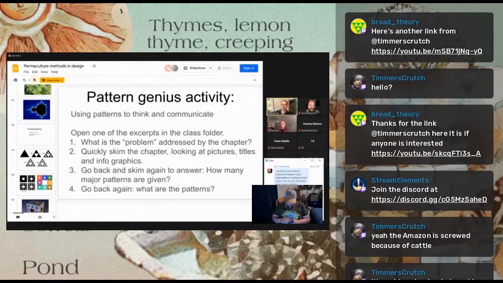Anybody else feel like giving it a go? I said I wouldn't necessarily make anyone, so. Sure. I just did the very first chapter of your book, and it looks like the problem is just how to start a garden bed. And the patterns were double dig, sheet mulching, hugelkultur, herb spiral, and planting into resident vegetation. Yep, just like that.